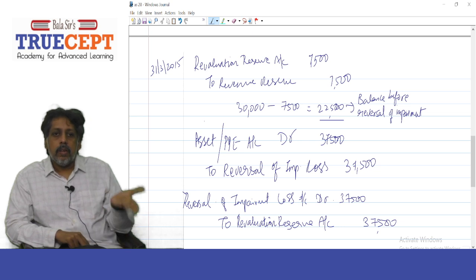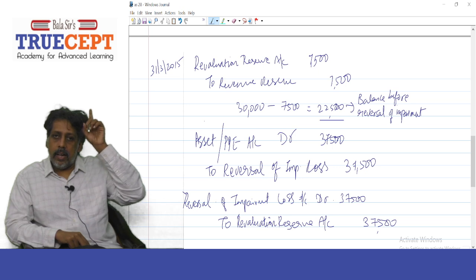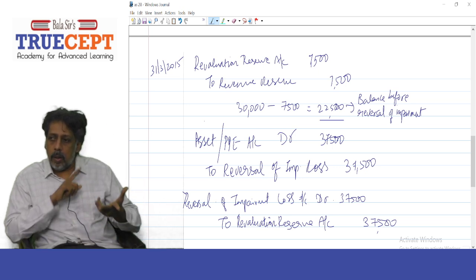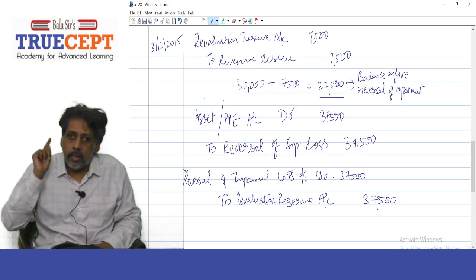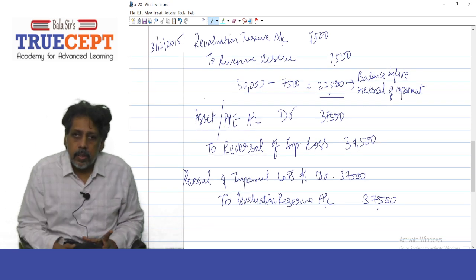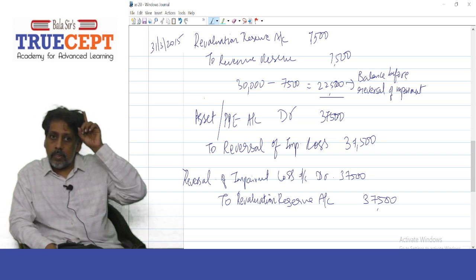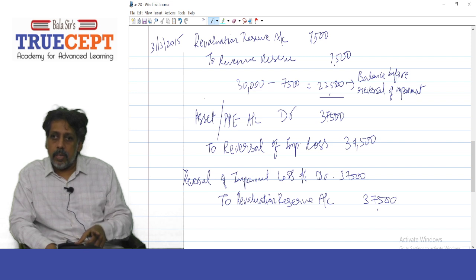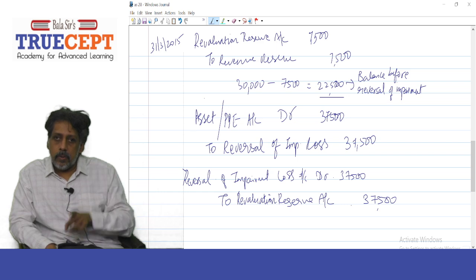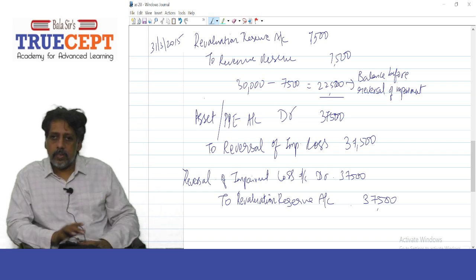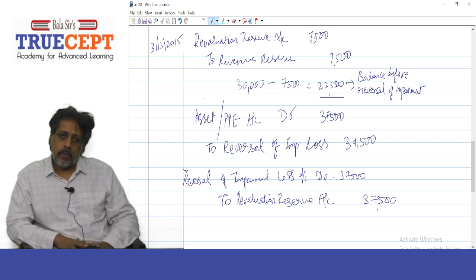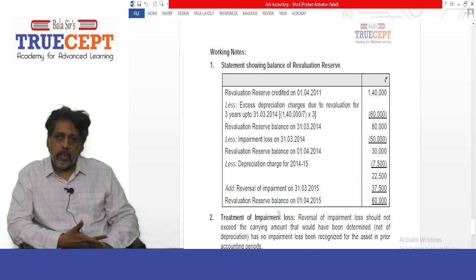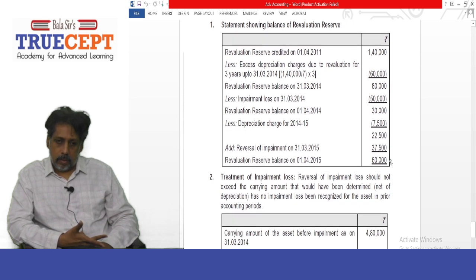Now, whenever there's a reversal of impairment loss, again generally the reversal is credited to the profit and loss account. But here, because the impairment loss was initially debited to which account? Revaluation reserve account. Even the reversal should be credited to which account? Revaluation reserve. Is that clear? Yes, sir. Next, add. So what they did is add the reversal of impairment, 37,500. So the revaluation reserve balance is 60,000.